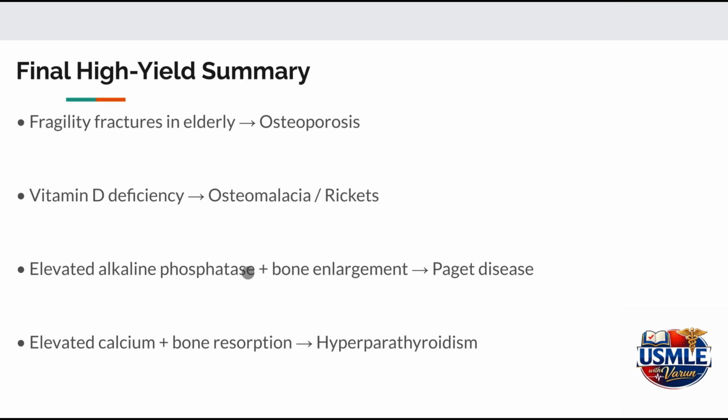To conclude the musculoskeletal system series, let's quickly review the most important diagnostic patterns for metabolic bone disorders. Fragility fractures in elderly patients are most commonly caused by osteoporosis, whereas vitamin D deficiency leading to defective bone mineralization leads to osteomalacia and rickets. Elevated alkaline phosphatase along with bone enlargement might suggest Paget disease of bone. Hyperparathyroidism produces increased bone resorption and elevated blood calcium levels. Recognizing these clinical patterns will definitely help us in rapidly diagnosing all these metabolic bone disorders.